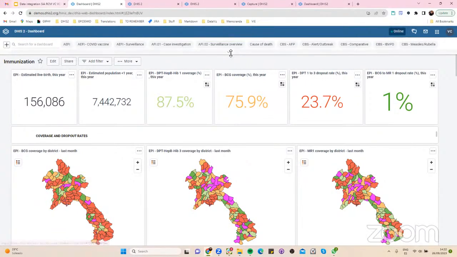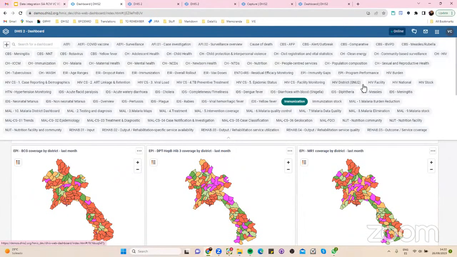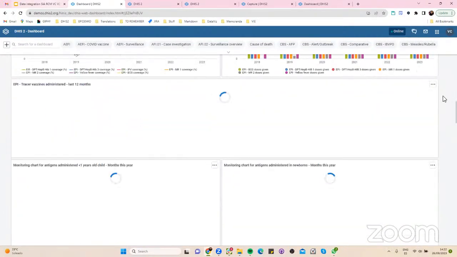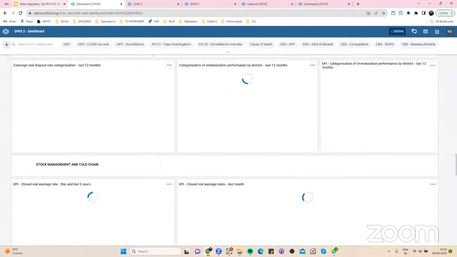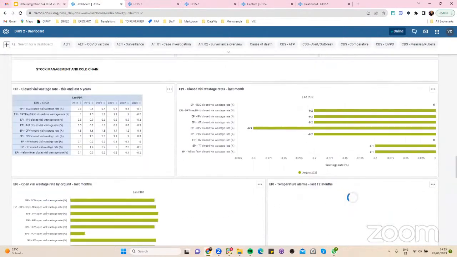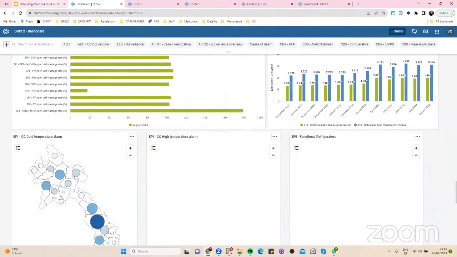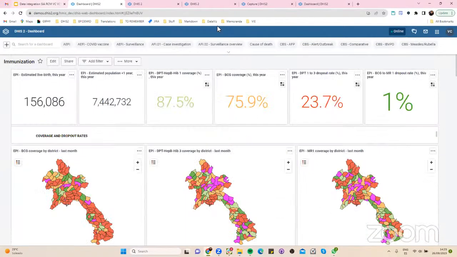So you normally would have in your routine HMIS your different types of programs that you can start triangulating with all the different dashboards and such. So here, for example, we have our data for EPI, and it's the routine dashboard that you've seen many times. You have all the types of information on coverage, dropout, and AFI, and also, of course, LMIS. So you also have your temperature alarm, your cold chain, functional refrigerators. So the usual routine information that you might obtain from your HMIS.